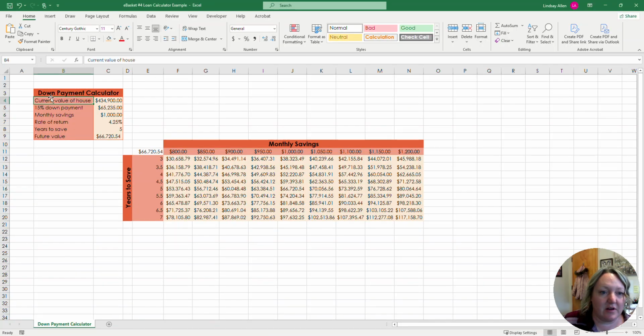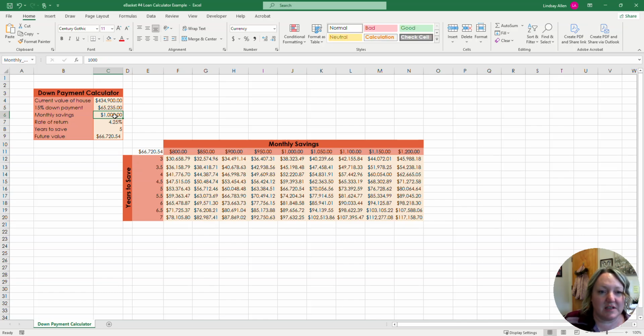and then when you open it, you're going to see that you have these headers, or this is our calculator, with headers to those particular numbers. So current value of the house, down payment, monthly savings, rate of return, years to save. You've got to decide what the value of the house is. You need to calculate the 15% down payment. You can do a basic formula for that one.